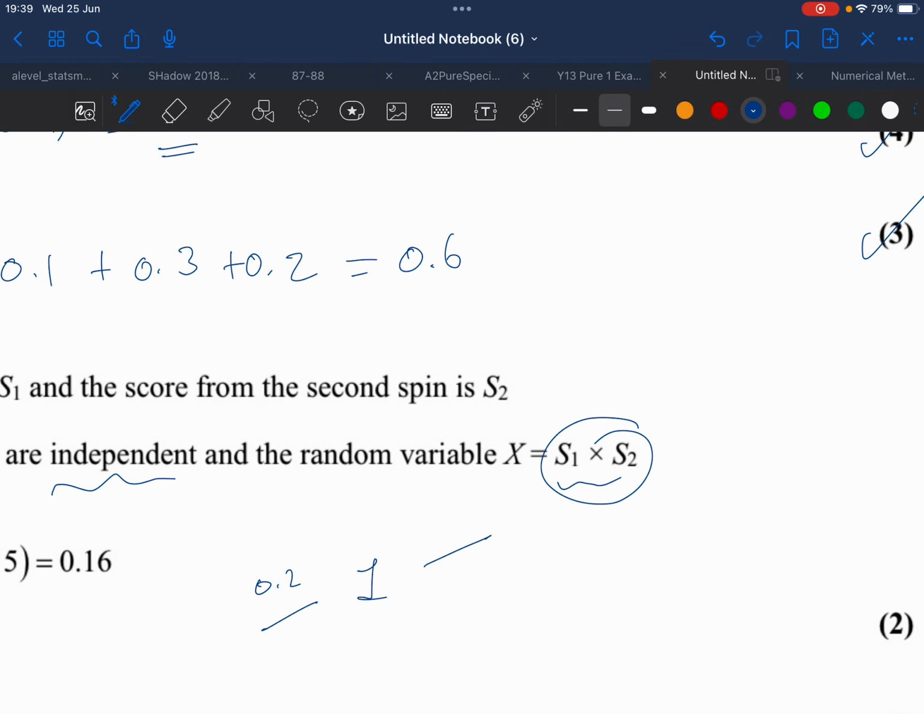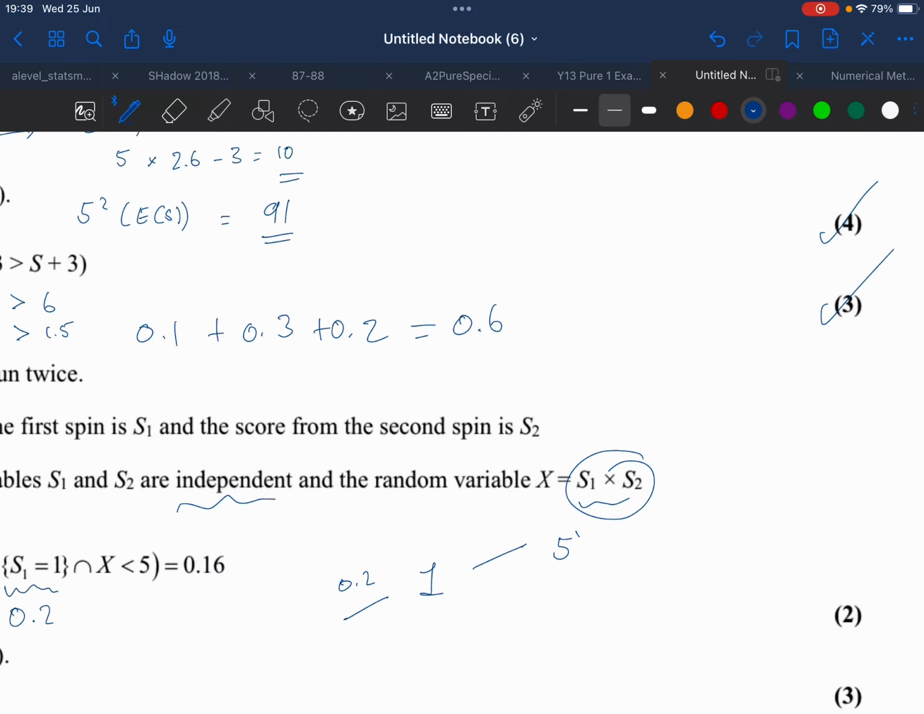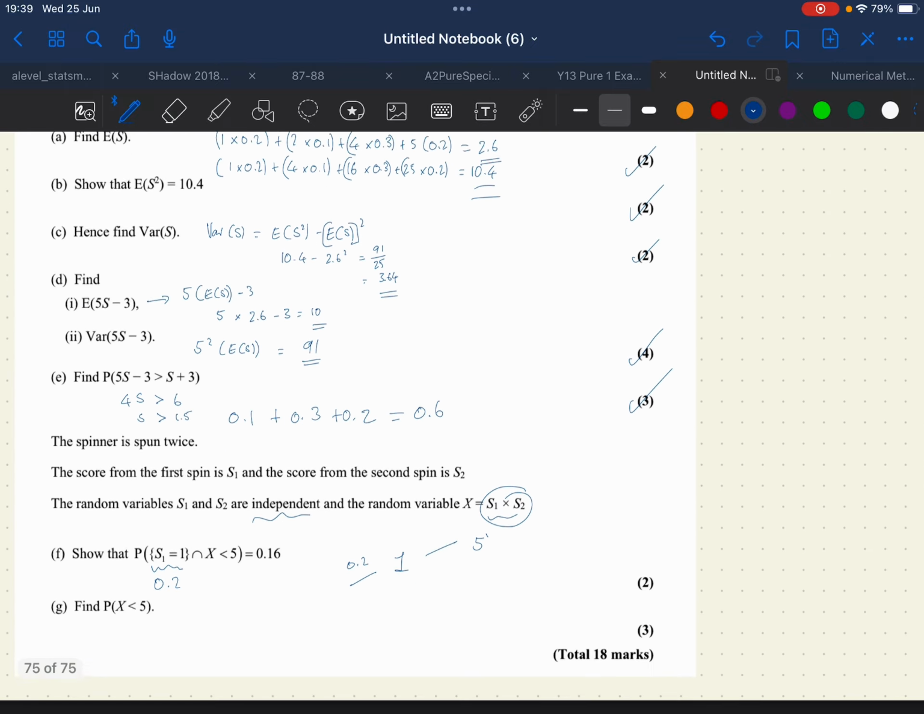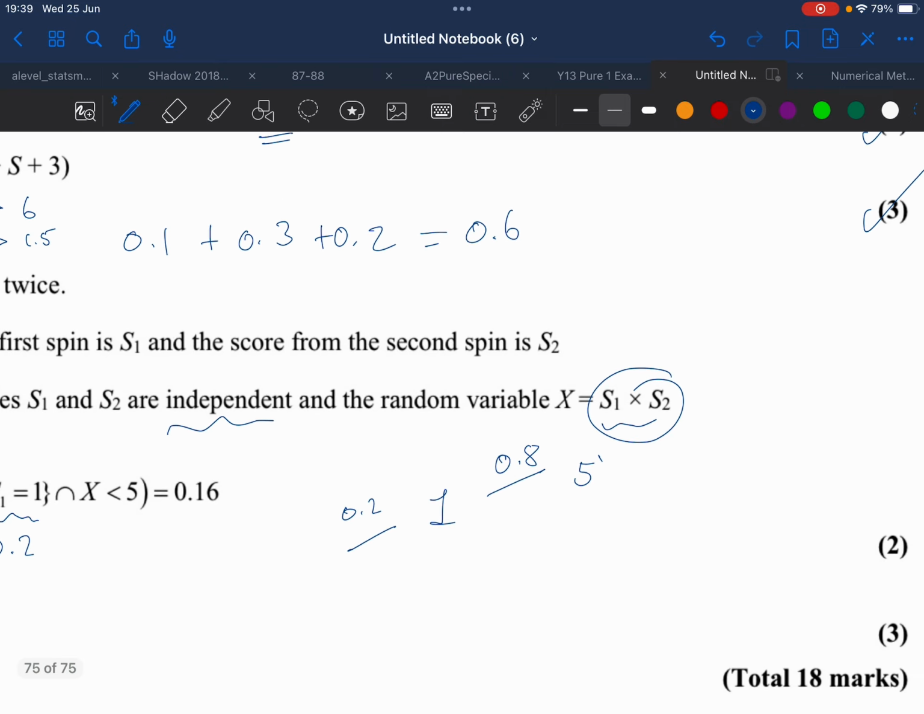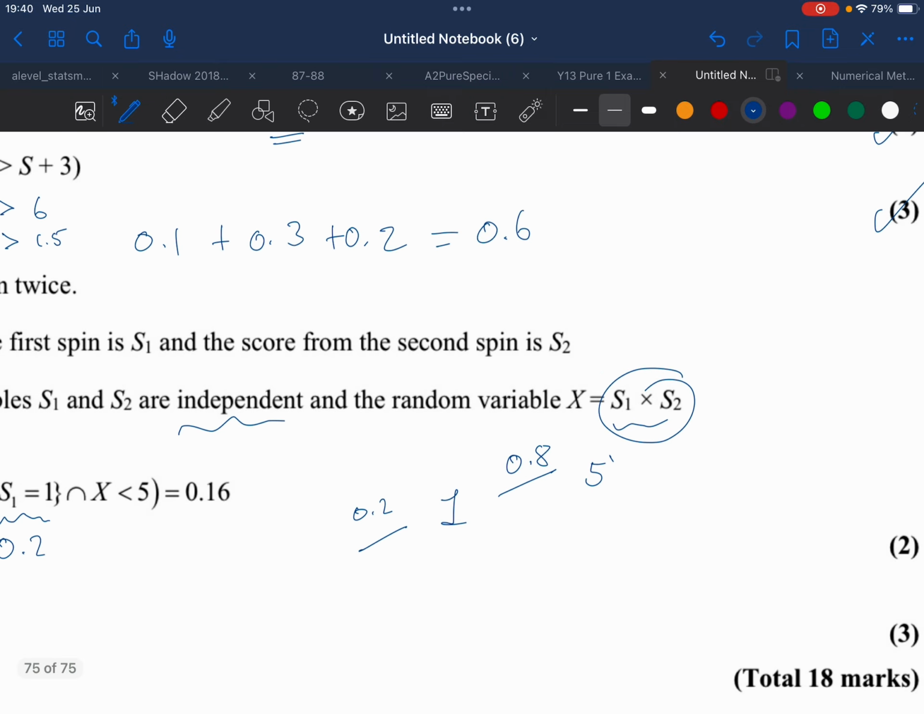So yeah, I could just add them all together, but just to make you think about this a little bit more, I'm kind of thinking here about not 5. So what's the probability of not 5? Well, that's going to be 0.8, isn't it? So can you see that's where the answer is coming from?